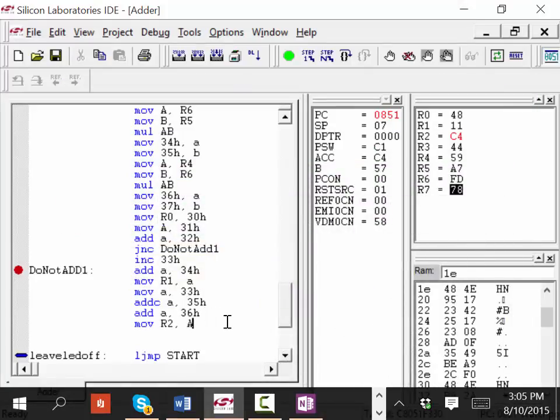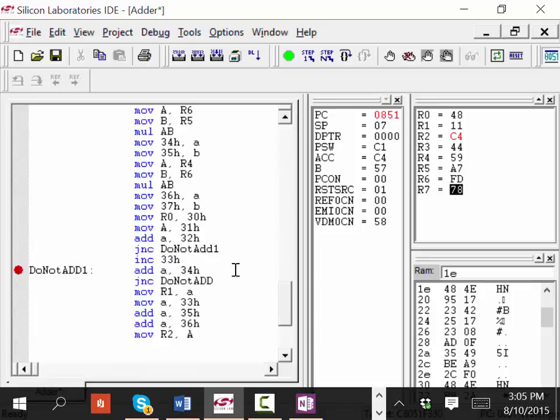So all we have to do here is, again, here we add with carry right here. Let's move this right there. Now here we did an add with carry. I don't know at this particular point. I'm not going to do the add with carry there. I'm going to do the same thing here. Add and do a jump no carry.